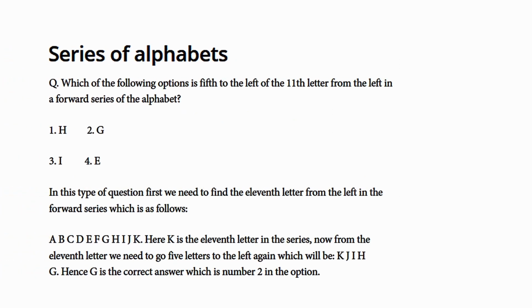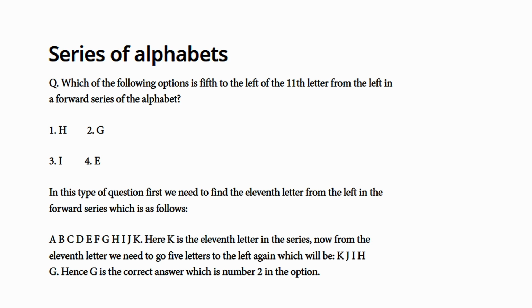The first type is series of alphabets. This type of question does not follow any rule, and thus we would advise you to get enough practice so that you can quickly solve these types of questions. Here we have a question. Let us see. Which of the following options is fifth to the left of the 11th letter from the left in a forward series of the alphabet? Option number 1 H, option number 2 G, option number 3 I, option number 4 E.